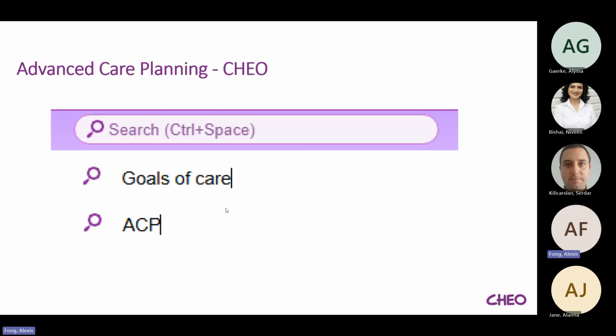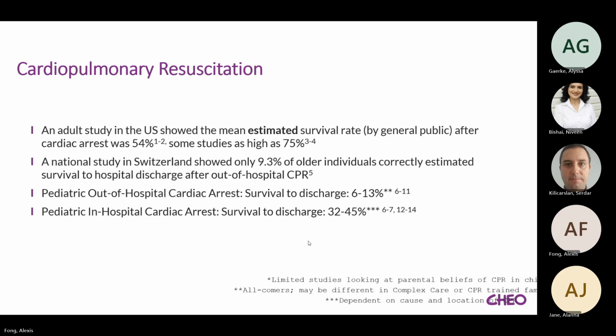And then just tools and tips for anyone who does not have an ACP on file. You can search goals of care, ACP, death, dying as keywords to see if there have been conversations in the past that might not have been documented into an ACP. Again, sorry for the font.